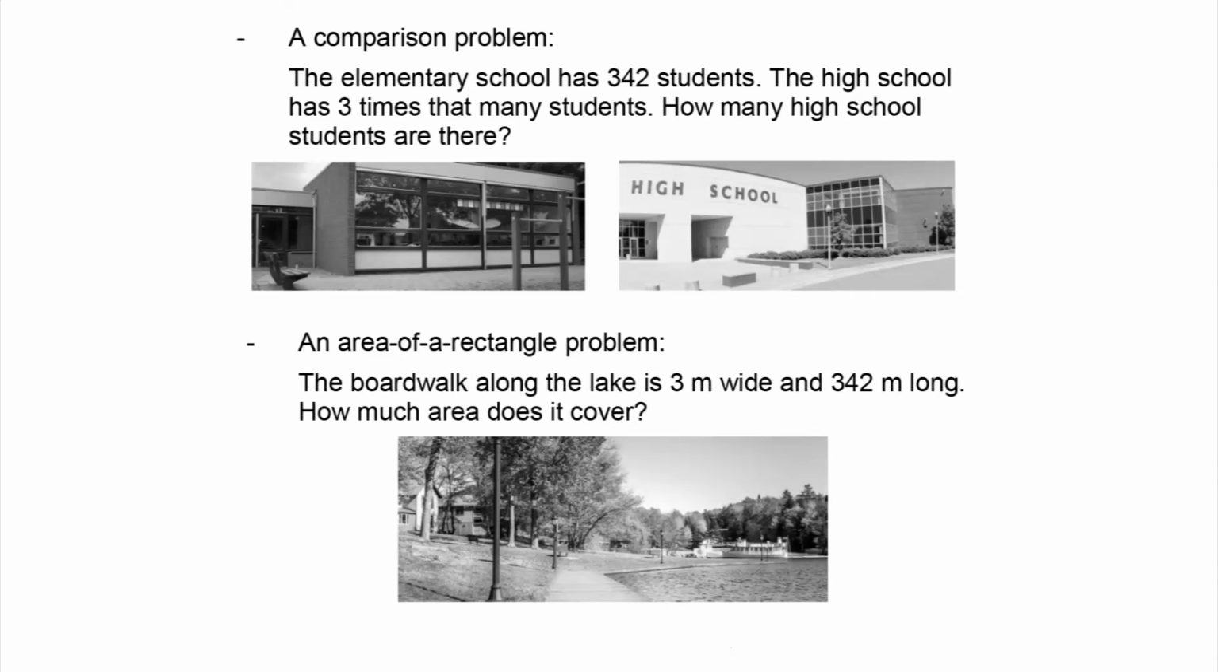Or you could have a comparison problem. The elementary school has 342 students. The high school has 3 times that many students. How many high school students are there? Well, we're told that there are 3 times as many students as at the elementary school. So you're going to get the same result, obviously.